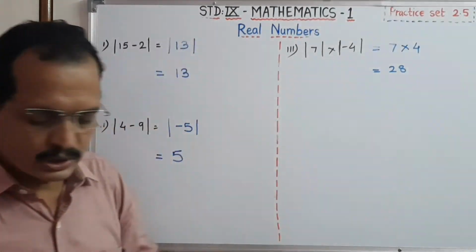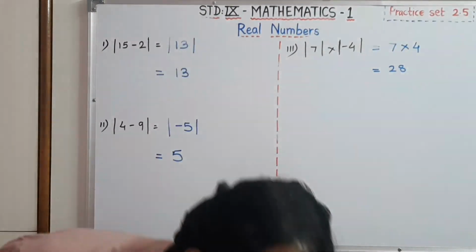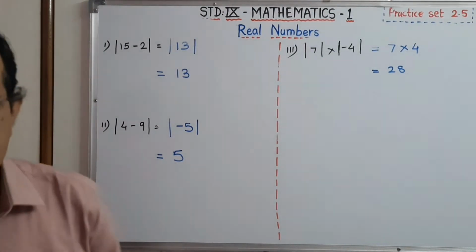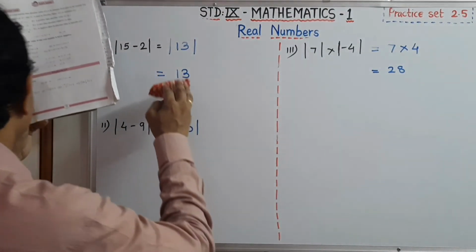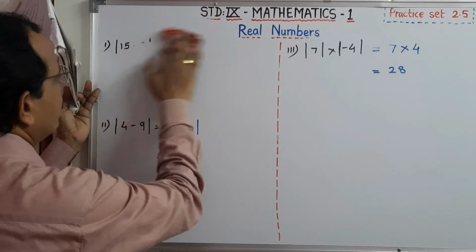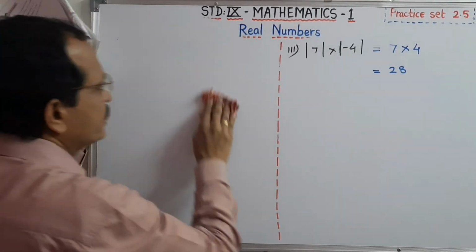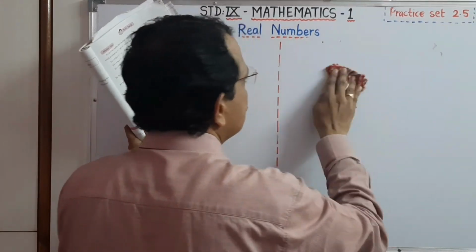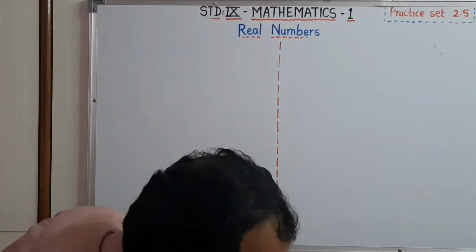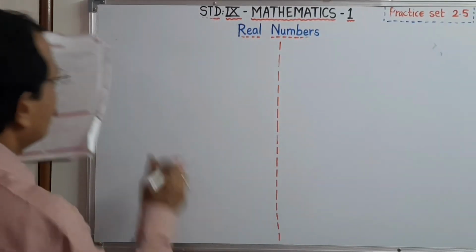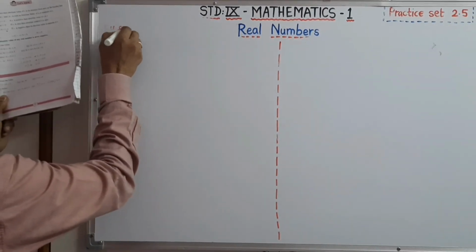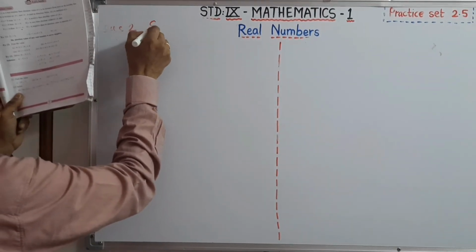Now, go through this sum and write it in your notebook. We have to start with the second question. From the point of view of the exam, these are important sums. The second question is an important one. We have to solve question number two.